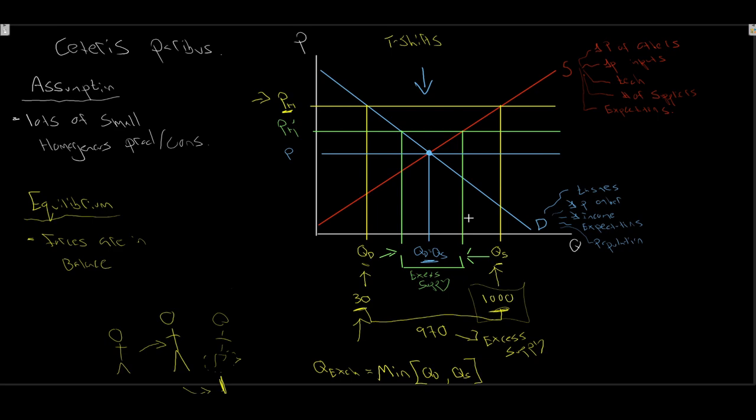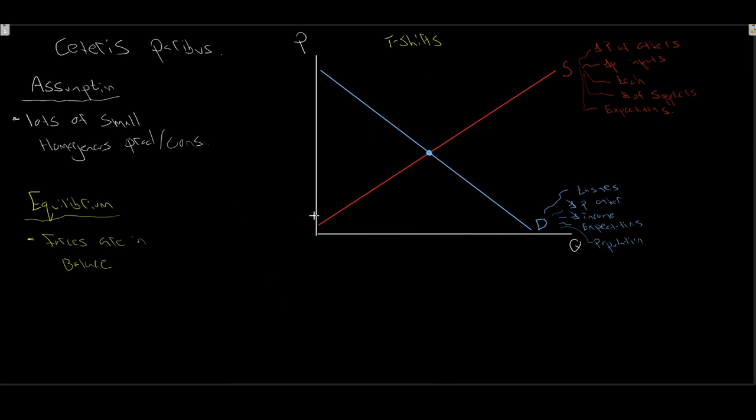Okay, let's take a look at the other side. What happens if we have a low price? So, let's presume that we start off with a low price, something down over here. So, we have a really, really low price of t-shirts now. At this really low price, you and I, we're going, wow, t-shirts are cheap. I'm going to load up. I'm going to buy a whole bunch of them.